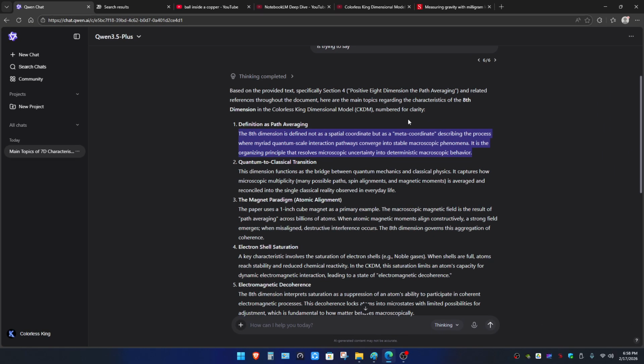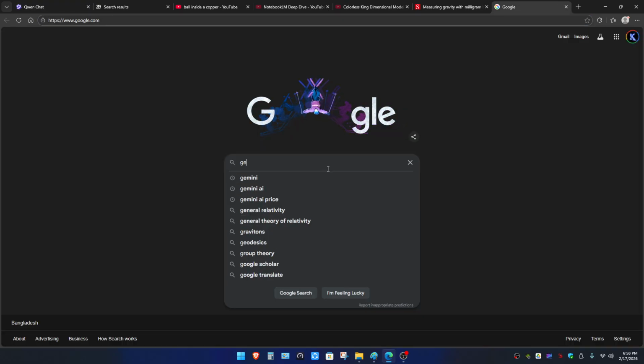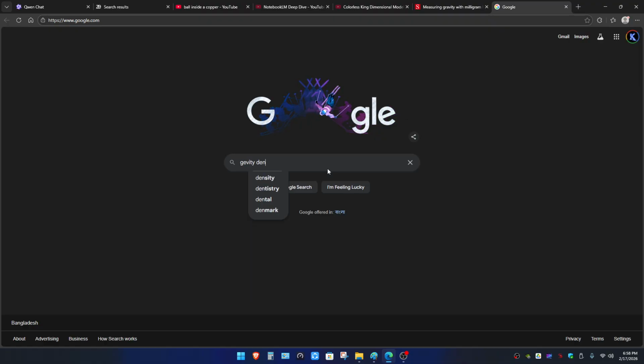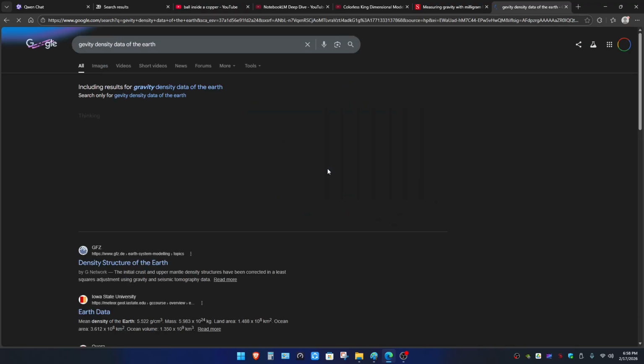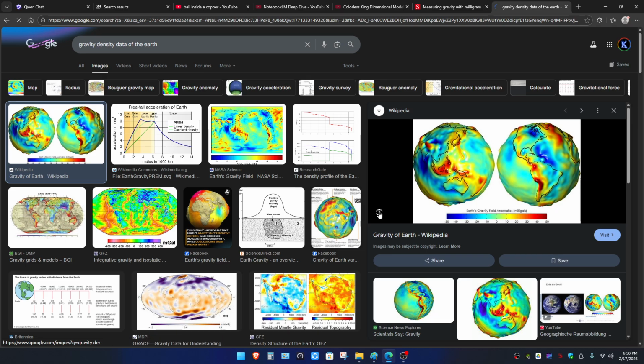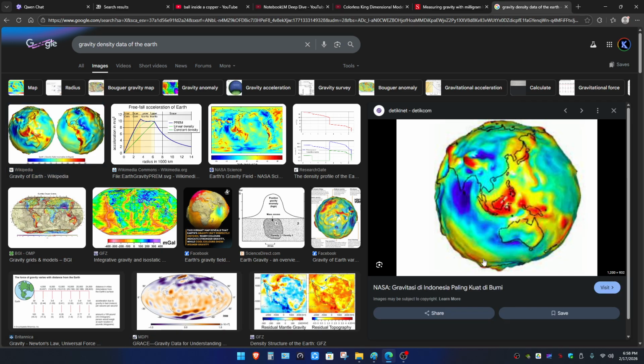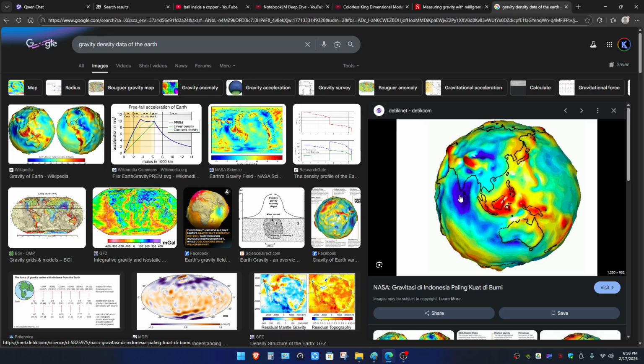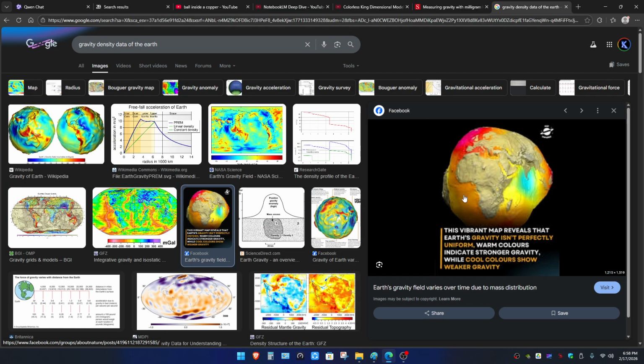Okay, for example, if we look at the gravity density data of the earth, we'll see that in certain parts of the earth, especially near the water area, the gravity is the lowest, whereas in some other places the gravity is highest. The gravity is also highest in places where there are more masses. So this is basically what it looks like.